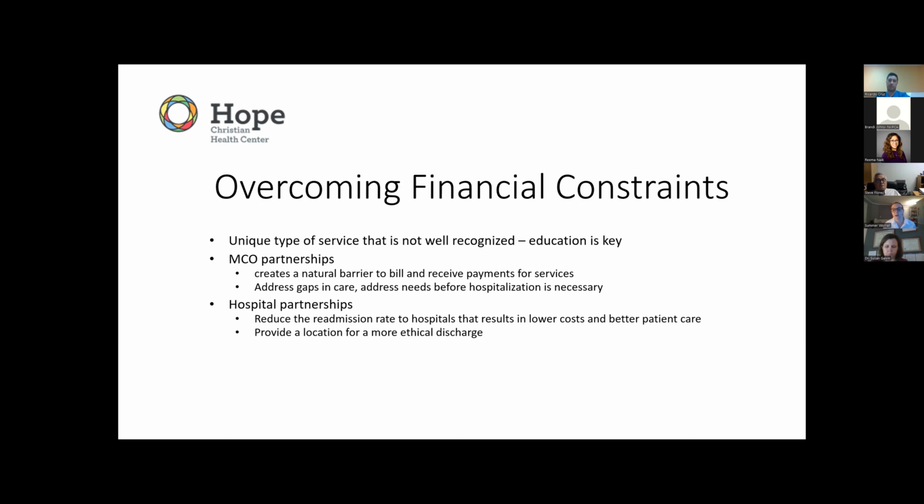And so that could better address the gaps in care for our patients and address the needs before hospitalization is necessary. I think the biggest thing with these two partnerships is that not only is it to help for us financially, but also for the organizations to also be safe financially in the long run.